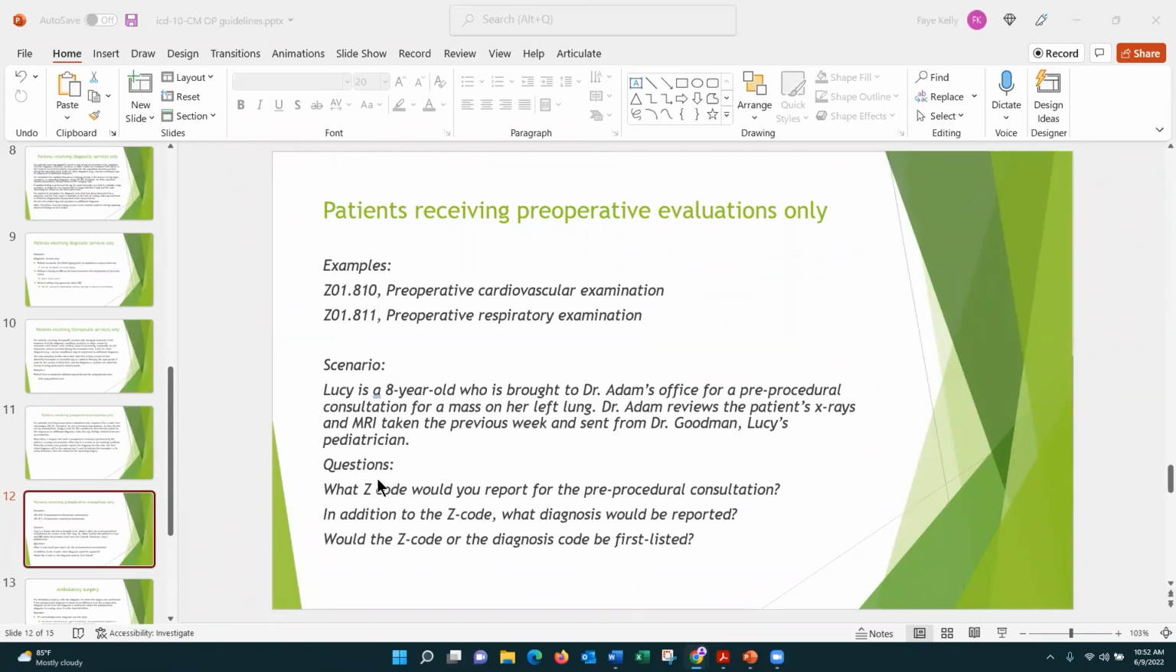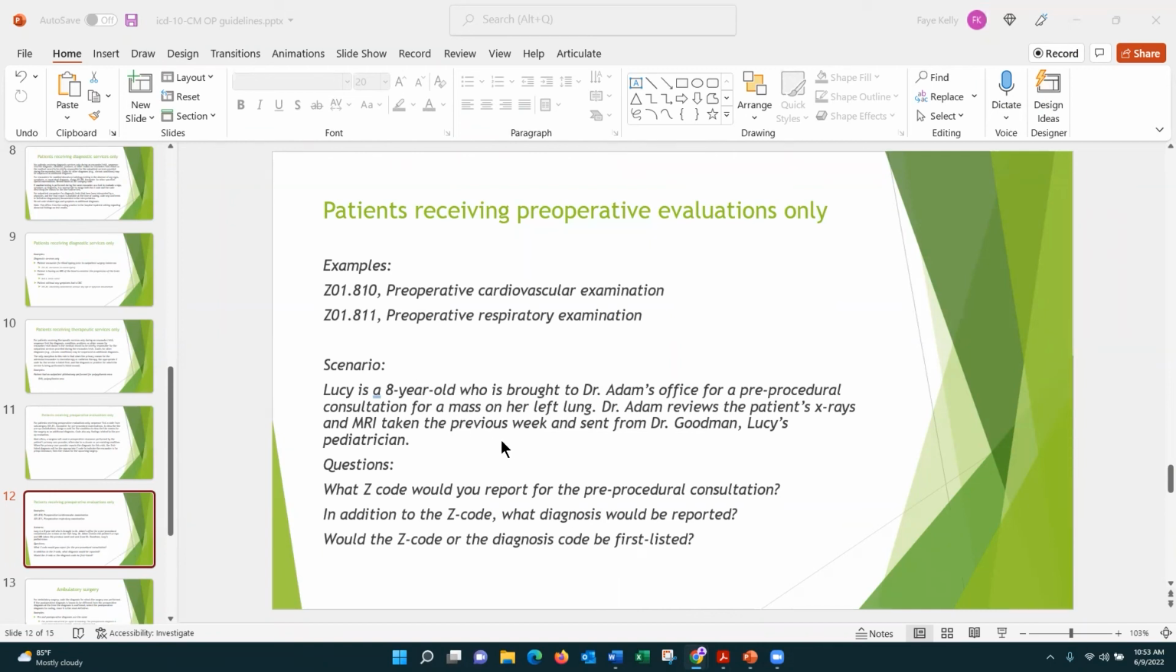Well, we have it here because I provided it in an example, the Z01.811. So that's going to be a pre-op consultation, left lung. Lung is in our respiratory system, and that's how we determine the specific examination. So Z01.811 is going to be our Z code. And then we're going to report a diagnosis code for the lung mass. And then the question is, which one's first? Well, we know that Z01 is going to be our first listed diagnosis.